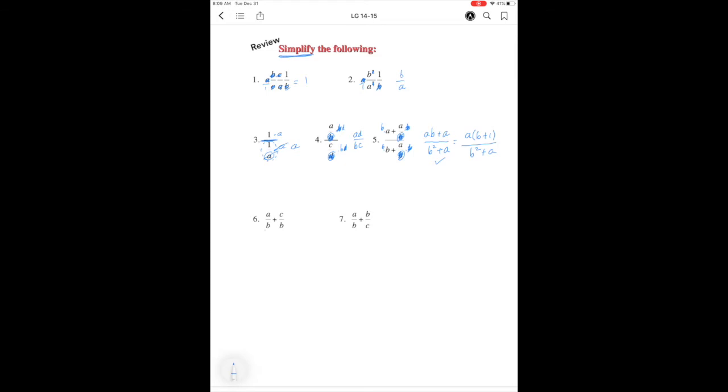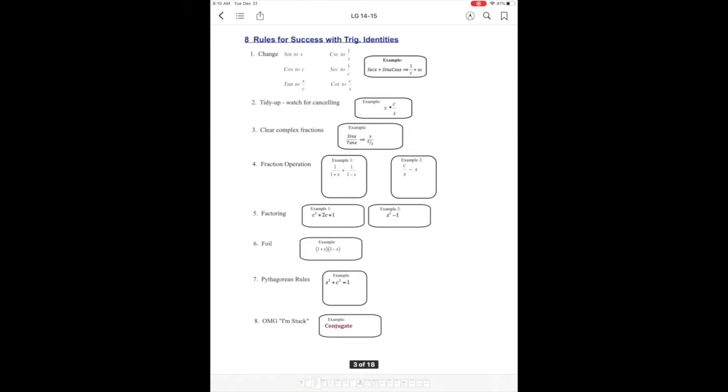Number 6 here, we're looking at adding. The first thing when you're adding or subtracting fractions, you want a common denominator. So in this situation, B is common. So the A and C just come together. But number 7, they're different. See, B and C are different. So my denominator is B and C, and this goes up. I call it the crisscross. And this goes up. So we get AC plus B squared.